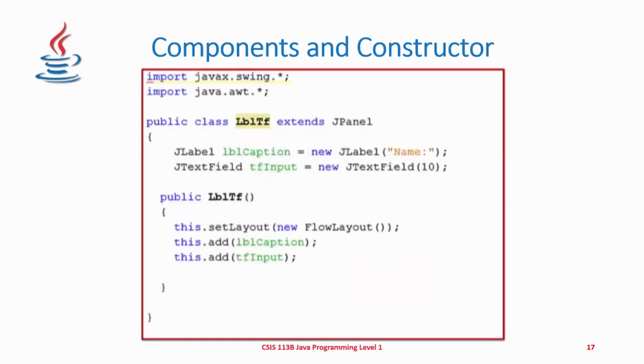So here you can see that in our public class, which is LabelTF, we've extended from JPanel, and now we're creating an instance of a JLabel, passing to it a value of name as a string, and also an instance of a JTextField being created, and it's going to be 10 columns in size. Then we have a constructor method down below that. You can see that we're just setting up some of the basics for our JPanel here. So we're setting the layout to be a flow layout, and then we're adding into it the label caption and the text field input that we created up above.